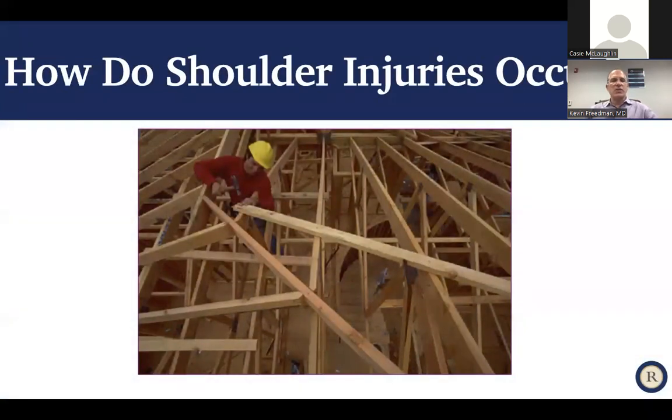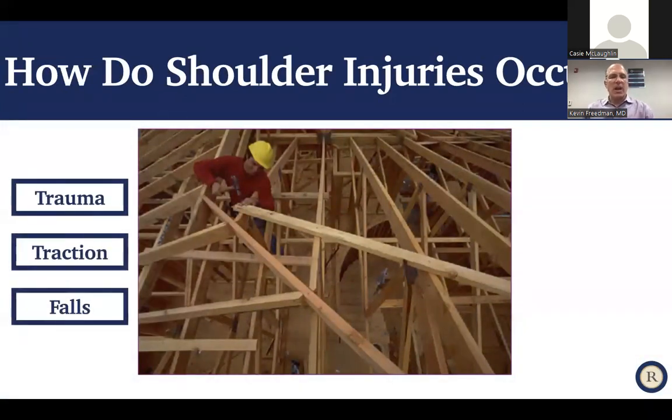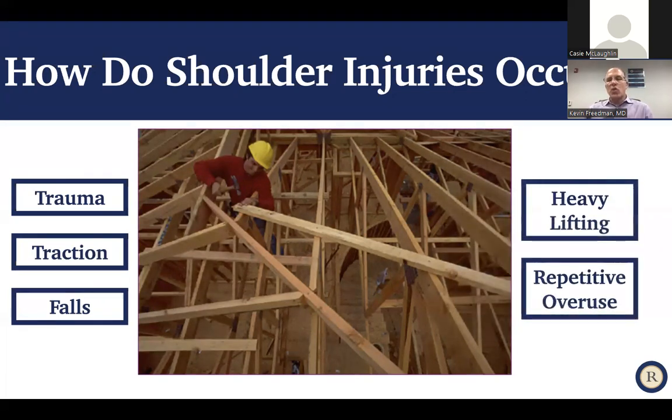So how do these injuries occur? I mean, there's trauma with direct falls, as I mentioned. There's traction injuries from lifting at the side. There's a fall directly onto the joint. And then there's just overuse with heavy lifting, and repetitive use, especially overhead, is one of the most common reasons I see shoulder problems, and particularly rotator cuff problems.